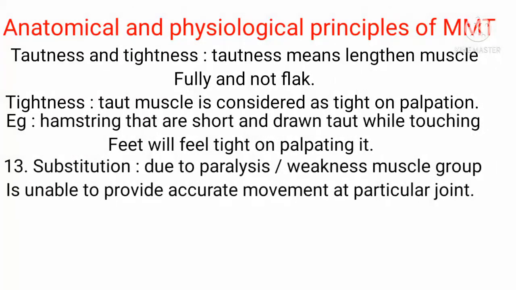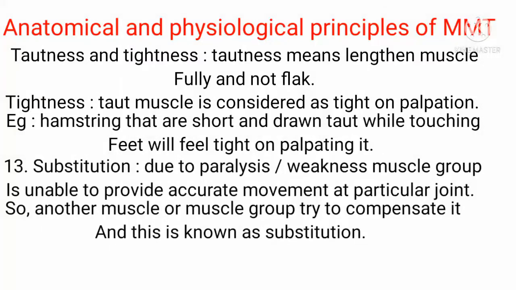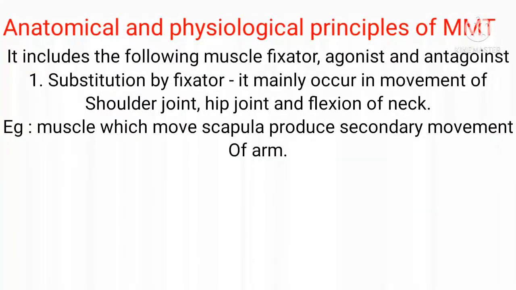Substitution. Due to paralysis or weakness, a muscle is unable to provide accurate movement at a particular joint. So another muscle or muscle group tries to compensate for it, and this is known as substitution. It includes the following muscles: fixator, agonist and antagonist. Substitution by fixator. It mainly occurs in movement of the shoulder joint, hip joint and flexion of the neck.